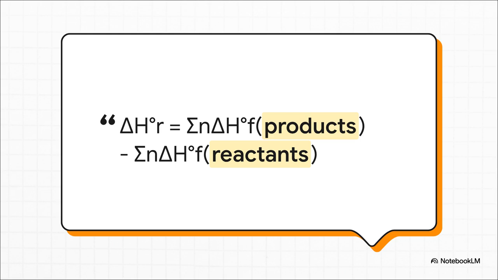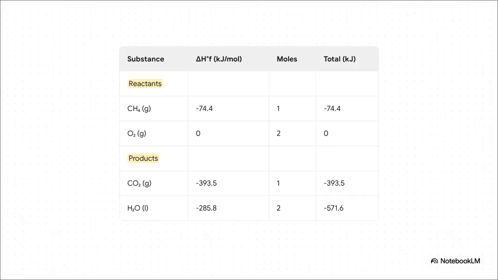The total energy change of a reaction is just the sum of the price tags of all the products minus the sum of the price tags of all the reactants. It's literally just the energy of what you made minus the energy of what you started with. Simple as that. Okay, let's plug in the numbers from a standard table.